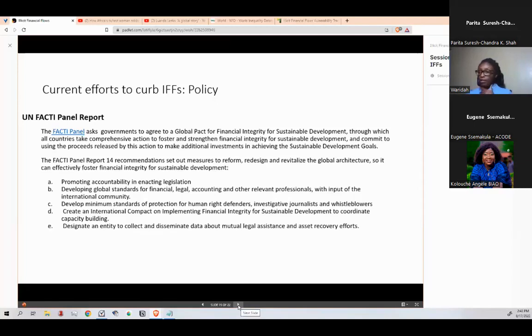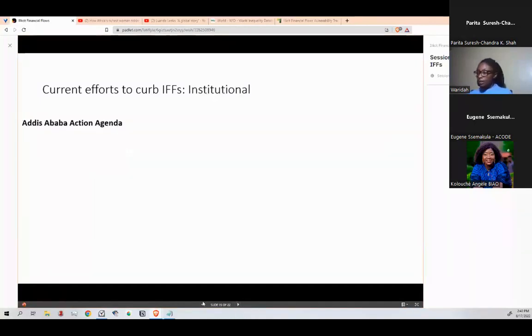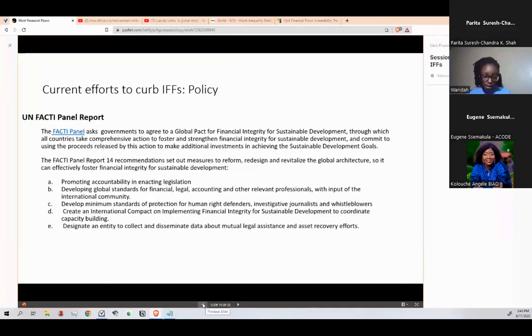The point of the FACTI panel was looking at financial integrity when it comes to sustainable development. So one of the issues you'll note with all these policy issues is that not everyone agrees with them, because when it comes to the FACTI panel, of course, there were themes of secrecy and ensuring justice in it, and the seizure of stolen assets. But the objective was to fill a gap in the regulatory architecture of the UN.